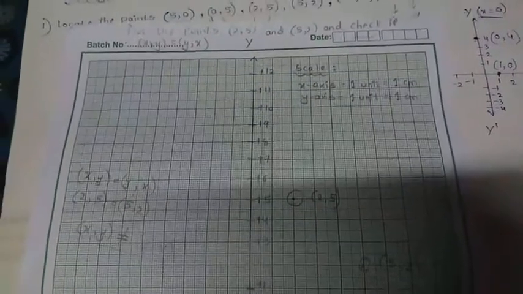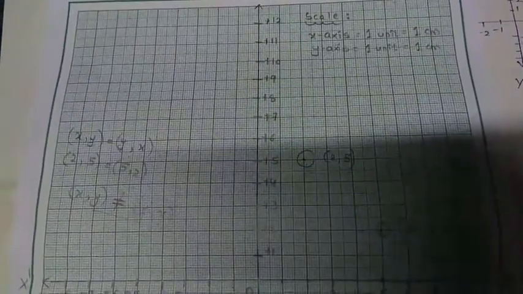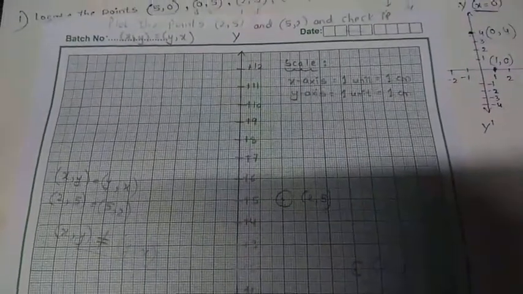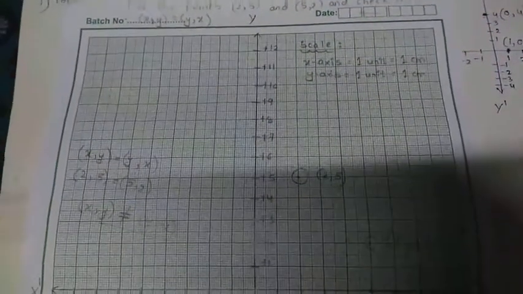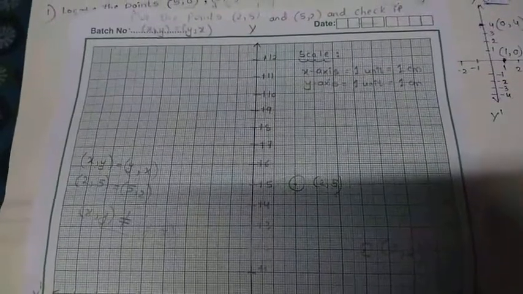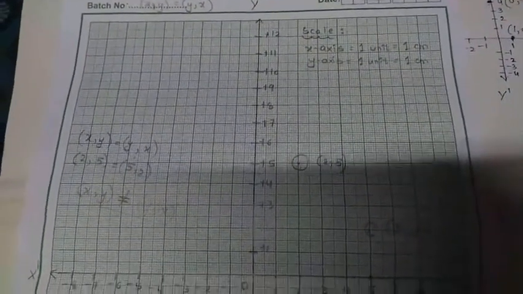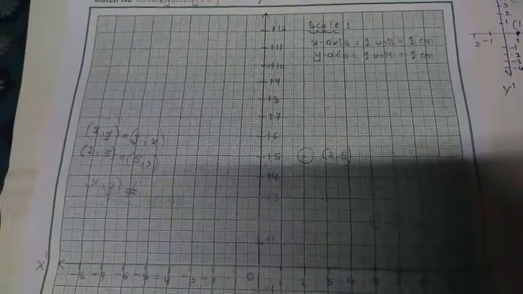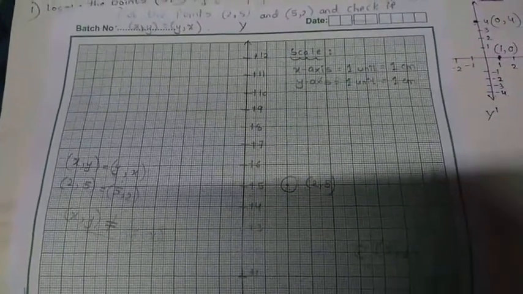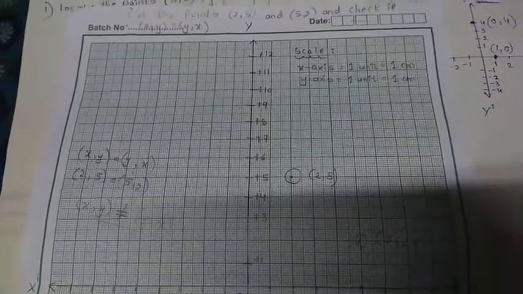I hope today's class was clear, that is how to plot a point in a plane if its coordinates are already given. In the next class we will be dealing with some two-dimensional figures. We'll be drawing some two-dimensional figures, and also we will be finding the areas of those two-dimensional figures using graph and Cartesian coordinates.